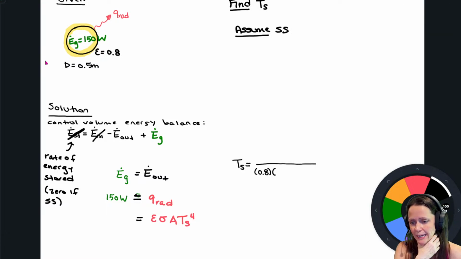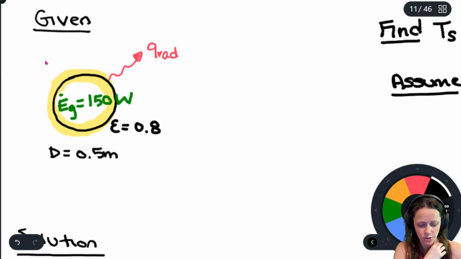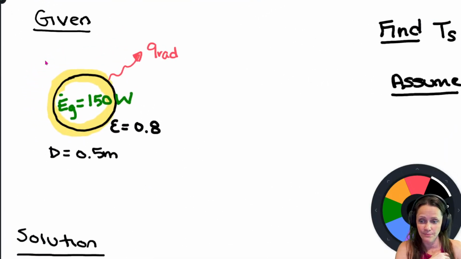Can you explain why E dot in went away? Just because if I look at my picture here, there's nothing coming in, right?